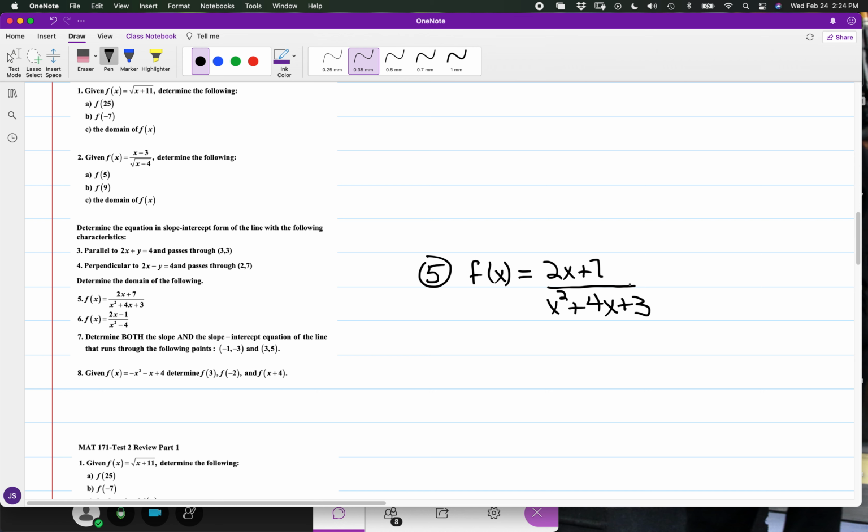And for the restrictions that we have here, the denominator cannot be 0 in value. So we have x squared plus 4x plus 3 cannot be 0.